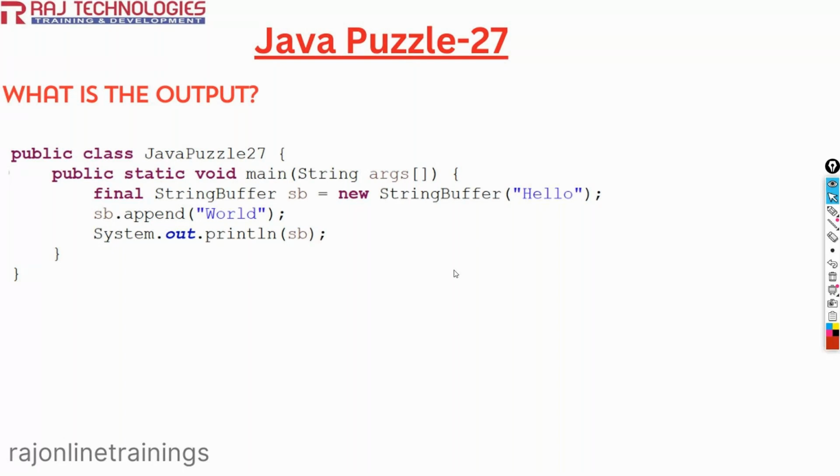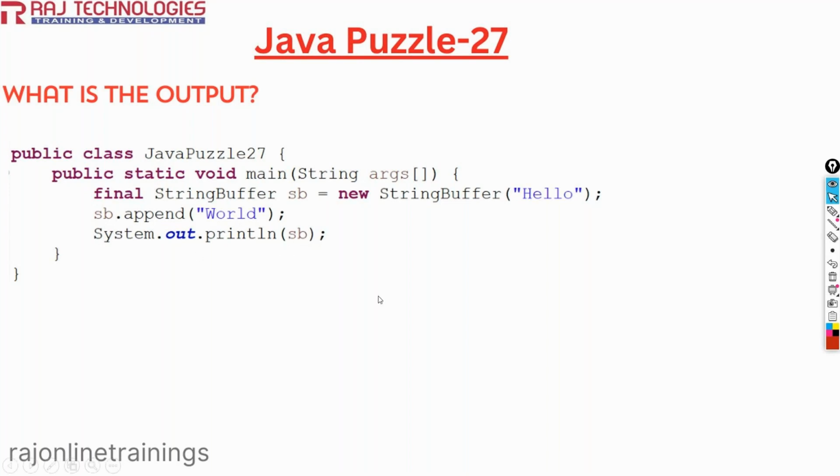In the series of Java puzzles, let us go with one more new puzzle in this video, that is puzzle 27. Here we have created a class JavaPuzzle27 with a main method inside, and we are having a final StringBuffer. We are creating an object of StringBuffer, sp equal to new StringBuffer, and we are passing an argument "hello". And we are saying sp.append("world"). What is this append? It's going to join this world to hello. Then we are printing the value of sp.